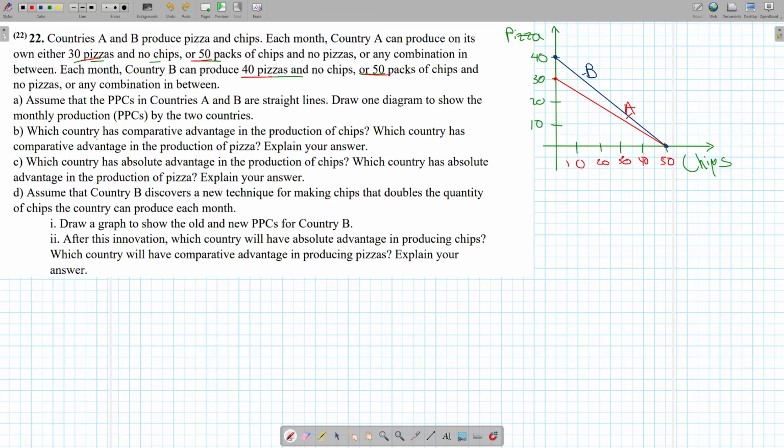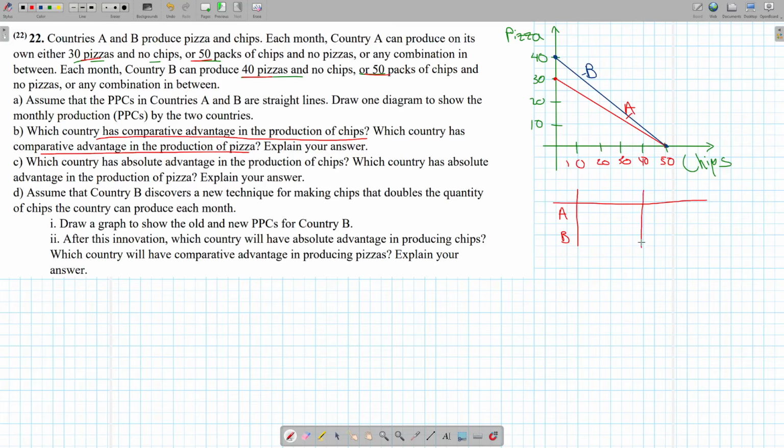Then part B: which country has the comparative advantage in the production of chips? Which country has the comparative advantage in the production of pizza? This is very easy. I'm going to give you the formula really quickly. How I like to do this, especially when working with this stuff, is to make a table. I put country A, country B, and then I label the table.